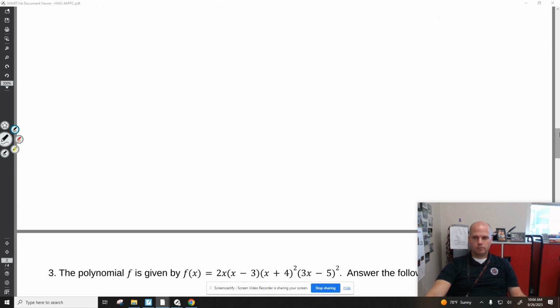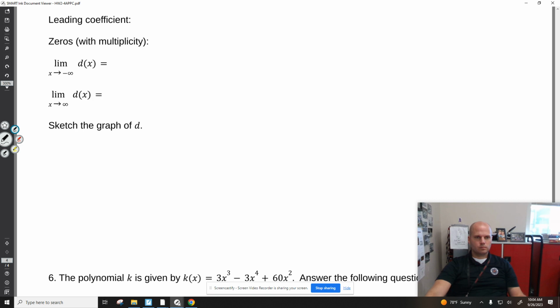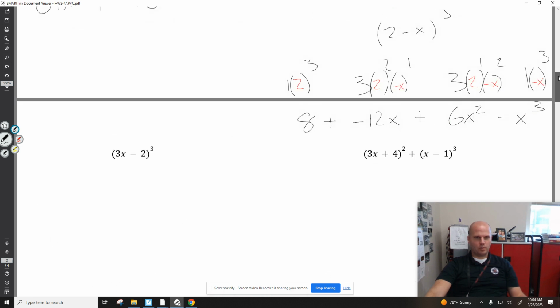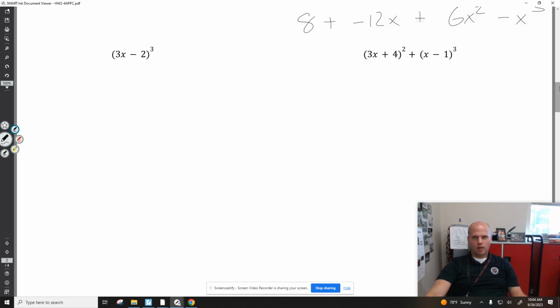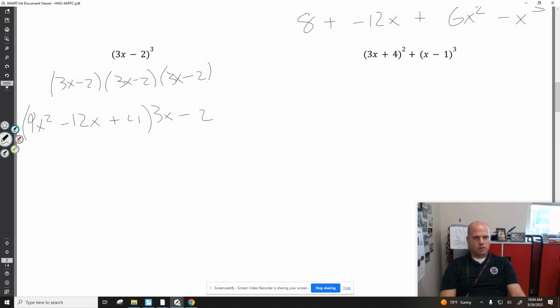Oh, we're supposed to use the binomial theorem down here. All right, so let's brute force it. Nine x squared, negative 6x, negative 6x, negative 12x's, positive 4 times another 3x minus 2. Yo, break out the box. Let's do it.